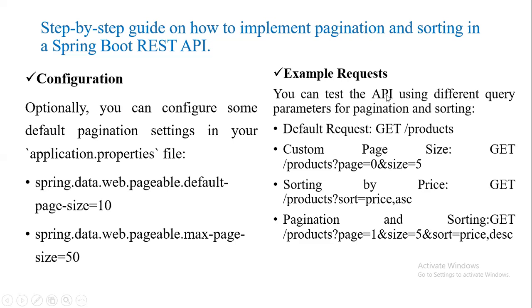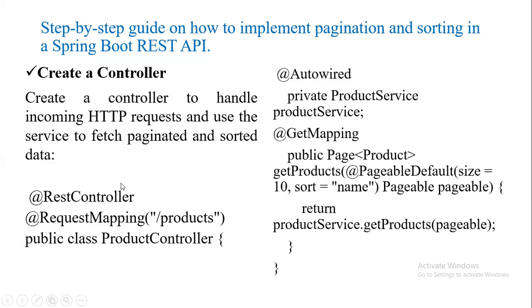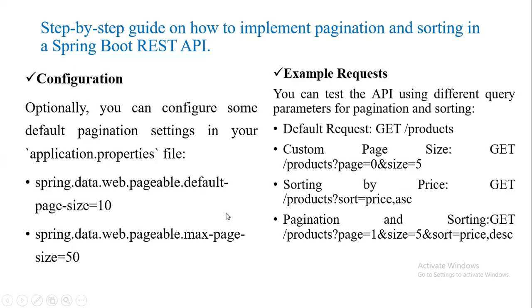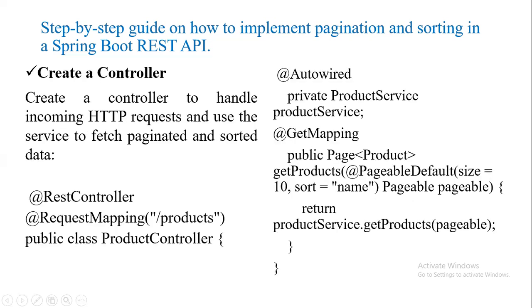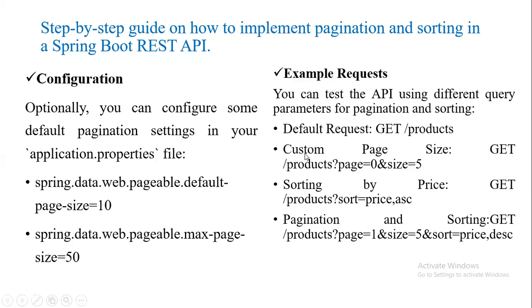We can test the API using different query parameters for pagination and sorting. Initially, in the address bar we give GET /products, which means that products is an endpoint name. I'll show here. Just look at the @RequestMapping products. This is the endpoint name that we are giving here. If we give products here, it retrieves by default 10 records, because in the code we have mentioned default size equal to 10. Which means that by default it retrieves 10 records.